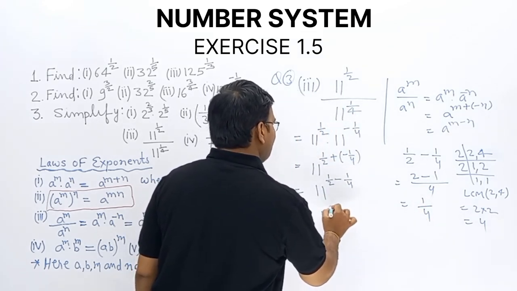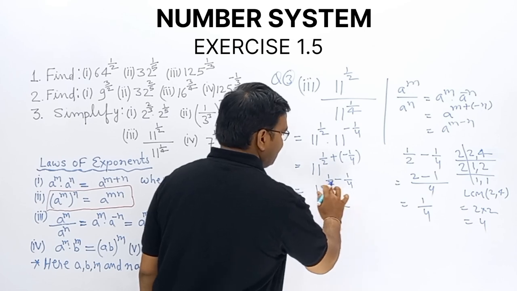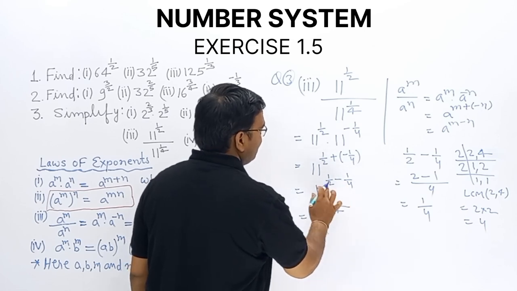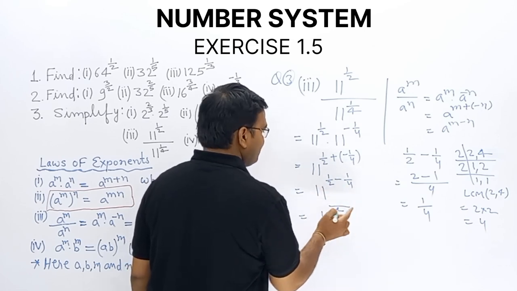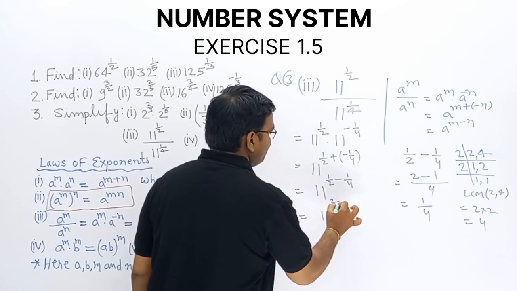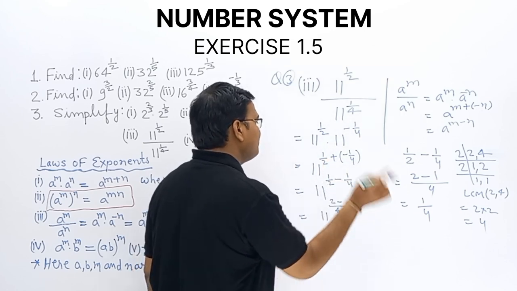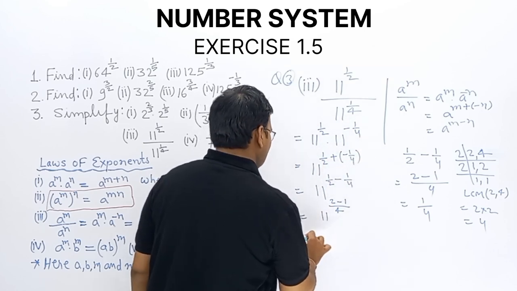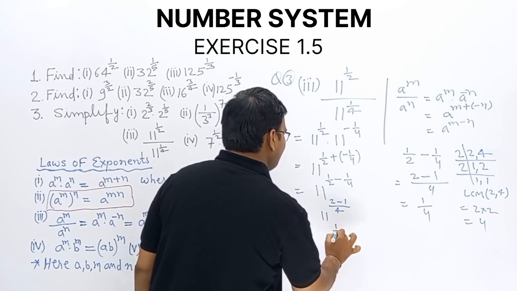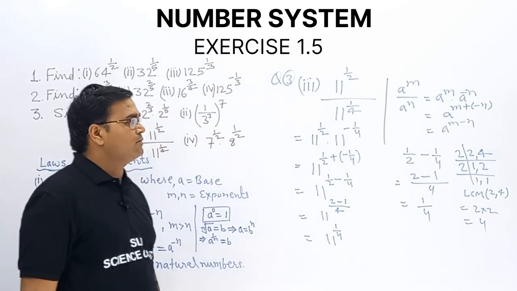What we are doing in the power: first taking the LCM. LCM is 4. How many times is it going? 2 times. 2 will be multiplied by 1. 2 minus how many times? 1 time, and the result will be multiplied by 1, 1. So we can write 11 power 1 by 4 will be our result.